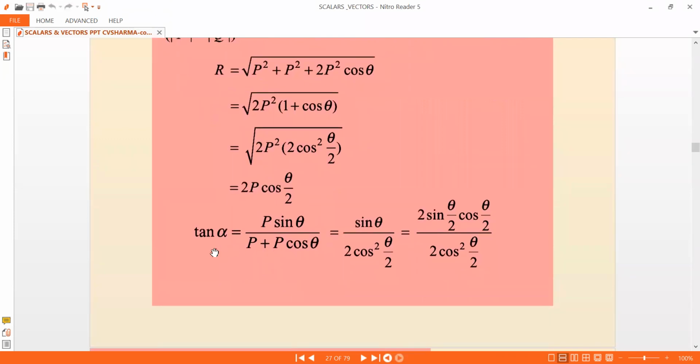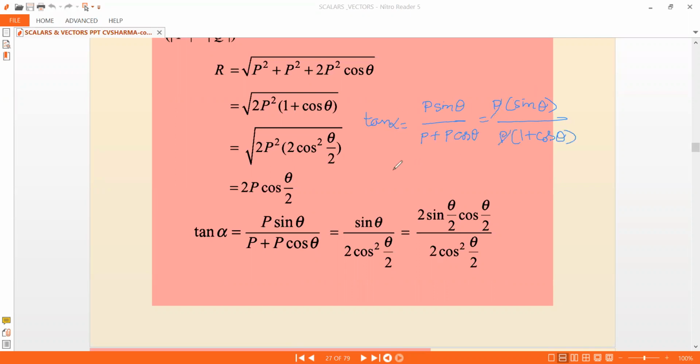After that, you find tan alpha. Tan alpha is P sin theta by P plus P cos theta. So I'll do this little bit of exercise. Tan alpha is P sin theta divided by P plus Q cos theta. Instead of Q, we get again P cos theta. So if I take P common, I get P into sin theta divided by P into 1 plus cos theta, and the P's can be cancelled out.